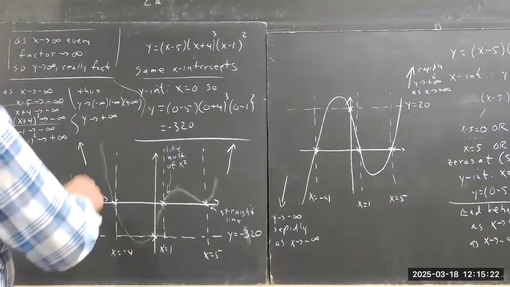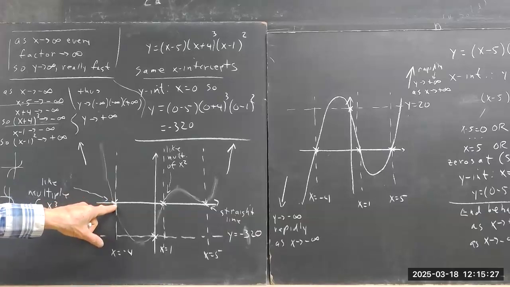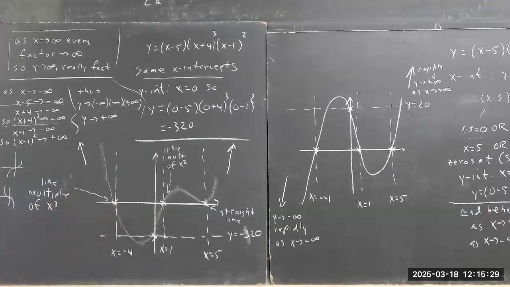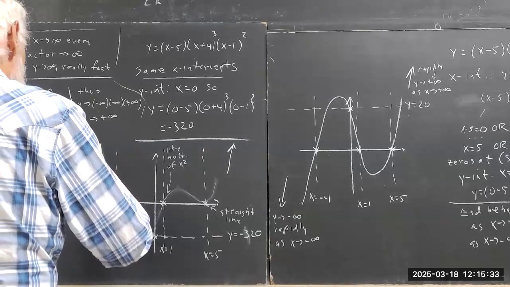Okay. Well, the graph has to come down here, and it has to act like a multiple of x cubed near this point, which means it's going to come down like this, and it's going to level off.